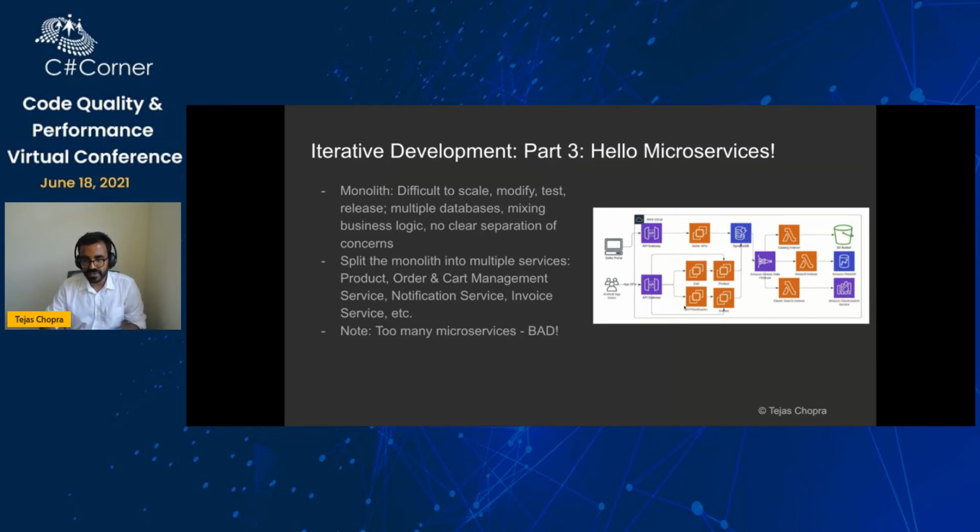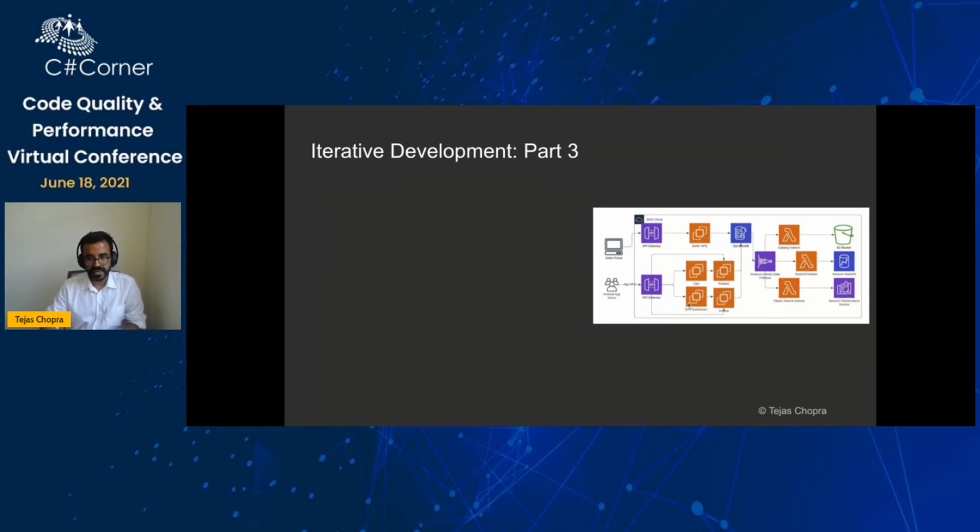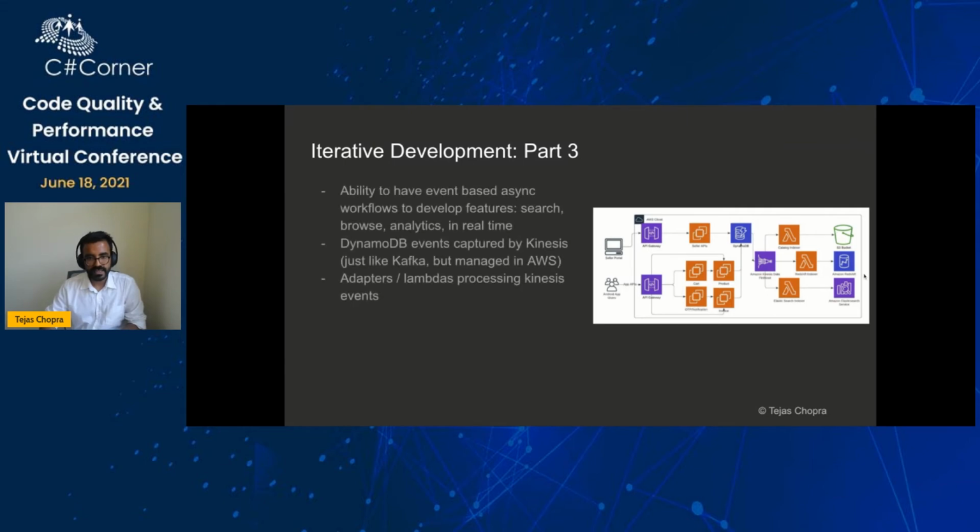So we introduced microservices. That was the first step that we did. The second thing that we did is we did not end the flow at DynamoDB. We wanted to have asynchronous flows to workflows that can update either our insights or some other metrics. So we introduced Amazon Kinesis. Amazon Kinesis is like Kafka that is managed by AWS.